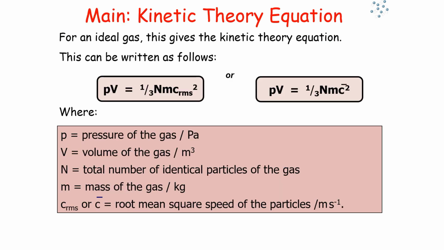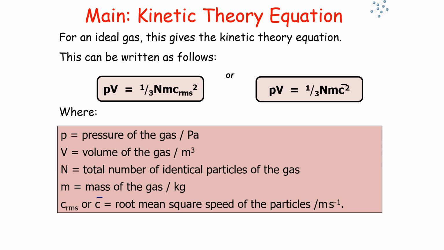So for an ideal gas, we have the kinetic theory equation, which can be written as the following: PV is equal to 1/3 N m c RMS squared, or PV is equal to 1/3 N m c hat squared. Now that's the same thing. c RMS and c hat are the same thing. It's the root mean square speed of the particles. Remember, we've got to use that because particles have random motion, so if we just use the average speed, it would equal 0.